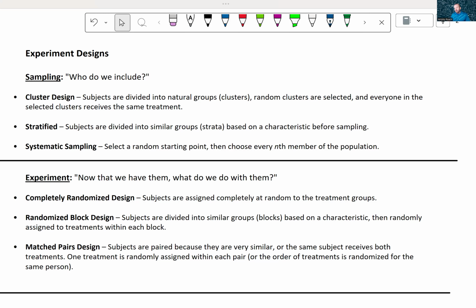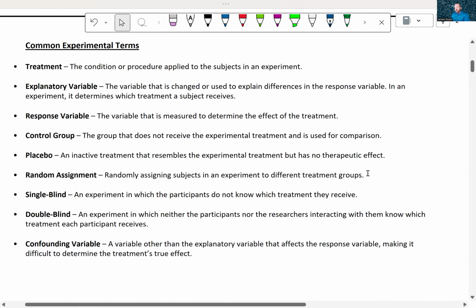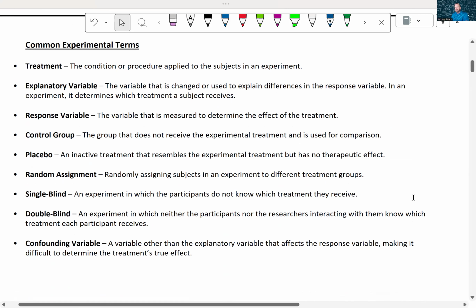One treatment is randomly assigned within each pair. That's one way that you can do a matched pair. We'll look at an example of matched pairs, and I think that will make a little more sense when we go over some examples. But make sure you have these in your notes. Take a screenshot or write them down in your notes, or both. That would be great. Also, these are some common experimental terms that we need to know as well.